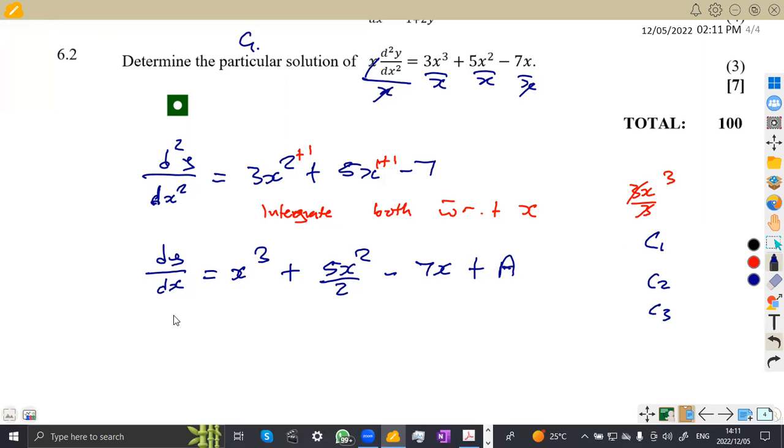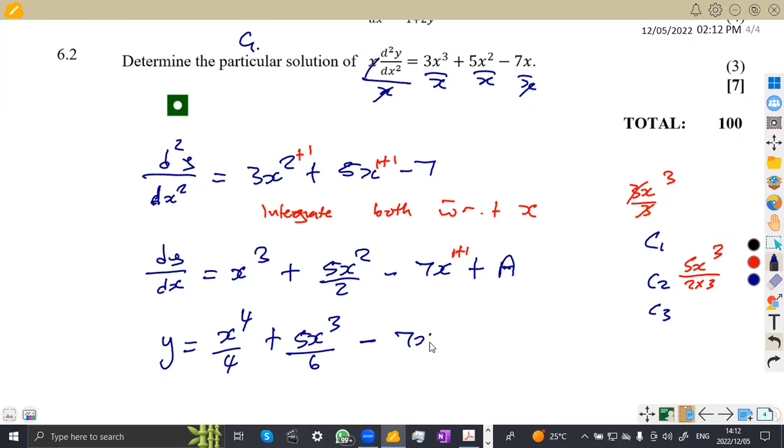So if we integrate both sides again, this will be y is equal to, we add 1, that's x to the exponent of 4 over 4, plus if we add 1, this will be 3. So it was supposed to be 5x to the exponent of 3 over 2 times 3, of which 2 times 3, that's 6. So it will be 5x to the exponent of 3 over 6, minus 7x to the exponent of 1. This is 1 plus 1, which is 2. So it's going to be 7x to the exponent of 2 over 2, plus a is a constant, just like 7, it gave us 7x. So a is going to give us ax. But we are integrating both sides, so we are going to have the constant again of integration. This time it is going to be b.